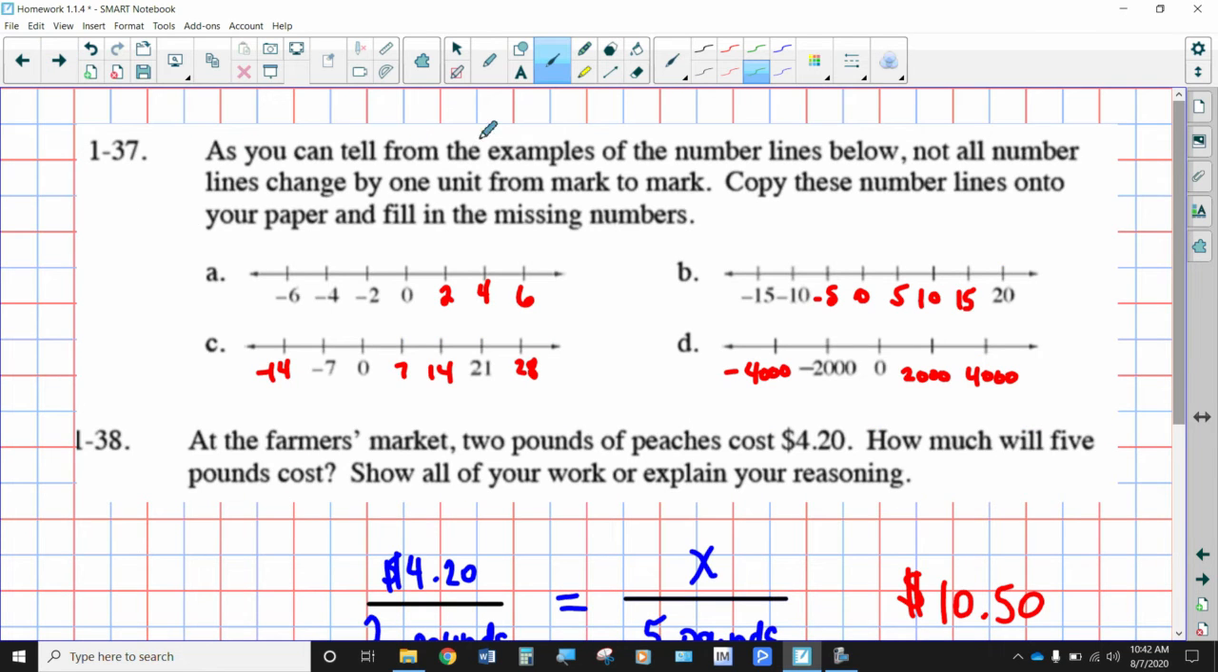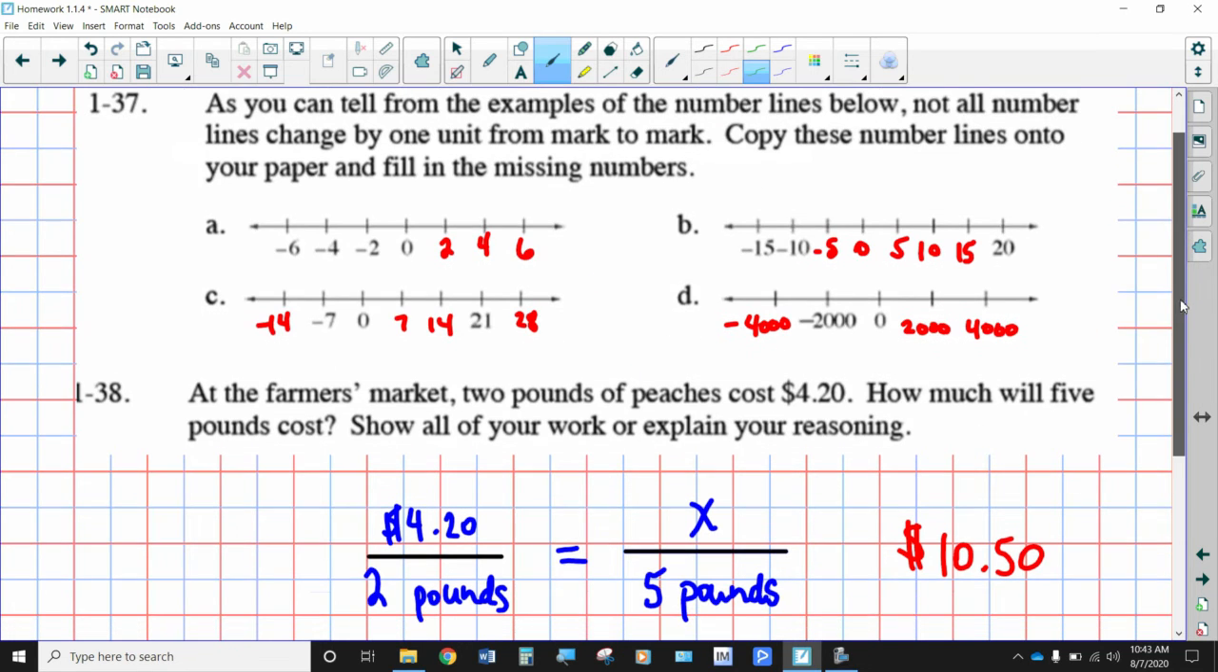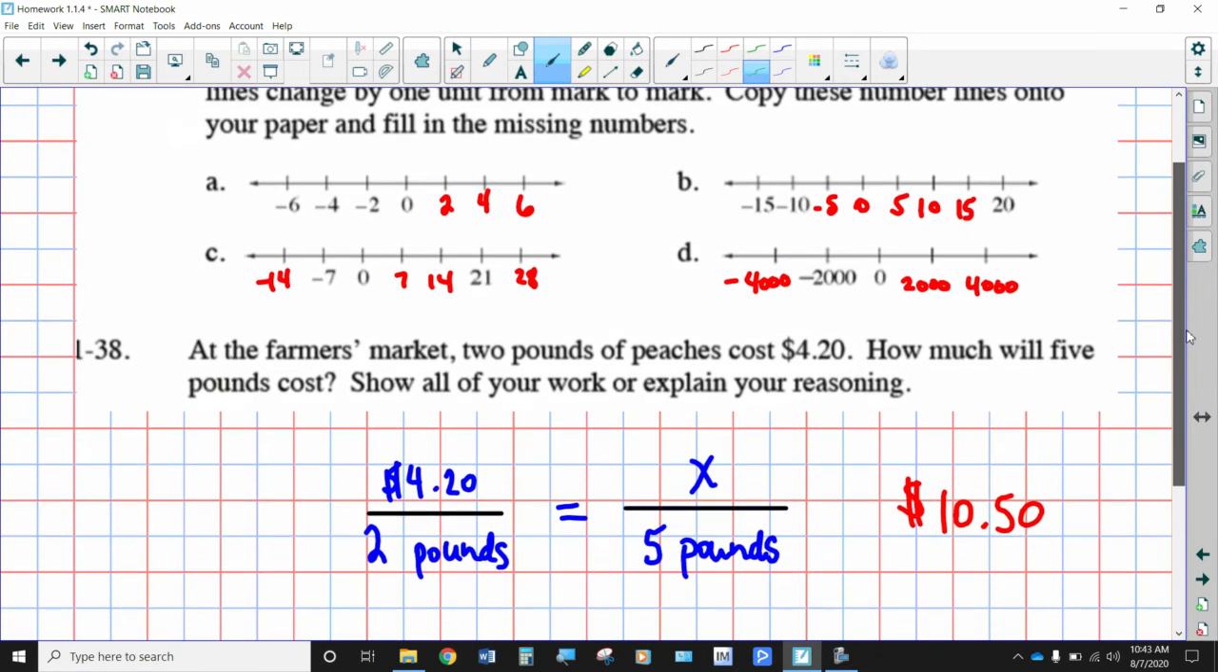All right, as you can tell from the example of the number lines below, not all number lines change by 1 unit from mark to mark. So here we're counting by 2s, here we're counting by 5s, here we're counting by 7s, here we're counting by 2000s. So your task here is to look and see what the counting sequence is between our known units. It goes from -6 to -4 to -2 to 0. Keeping with this, we must be counting by twos. That's pretty self-explanatory. If you have any questions on that, feel free to contact me.